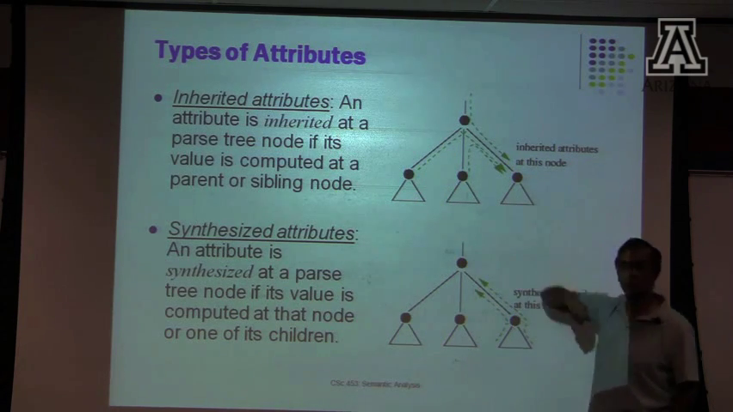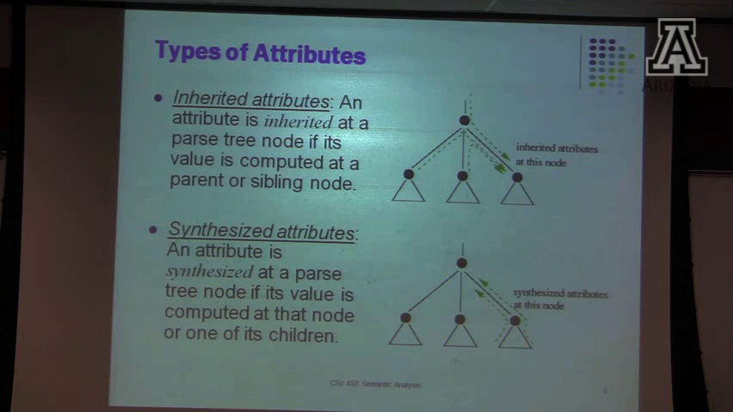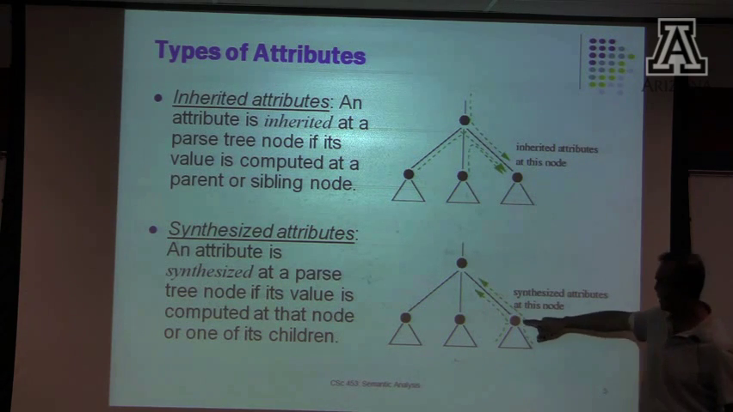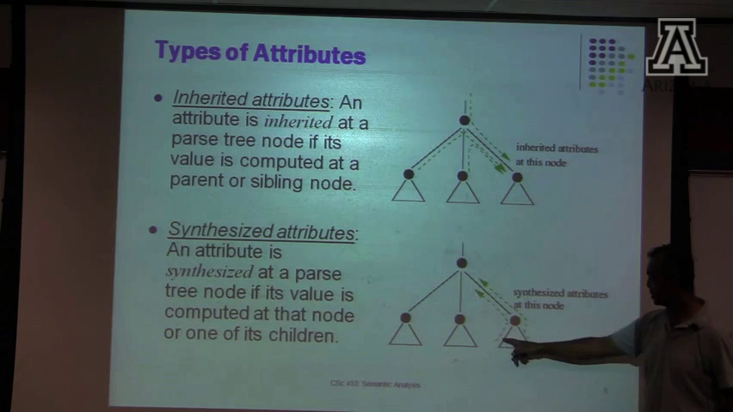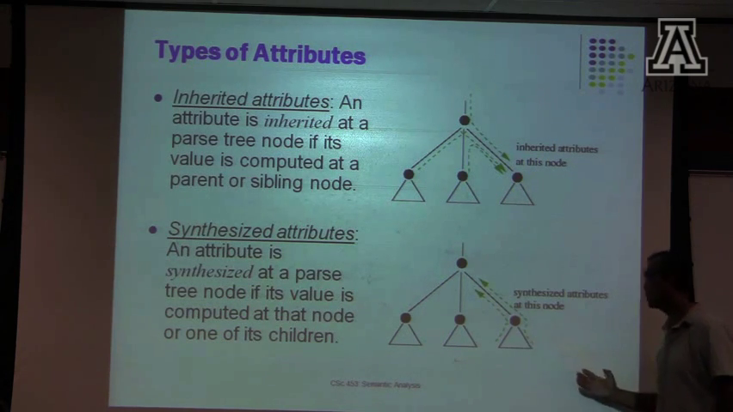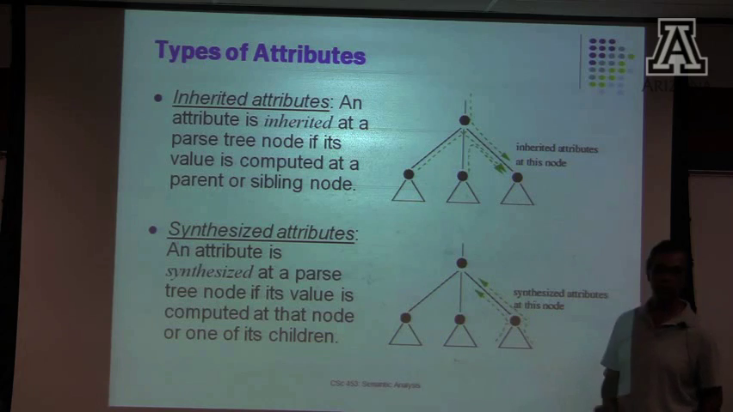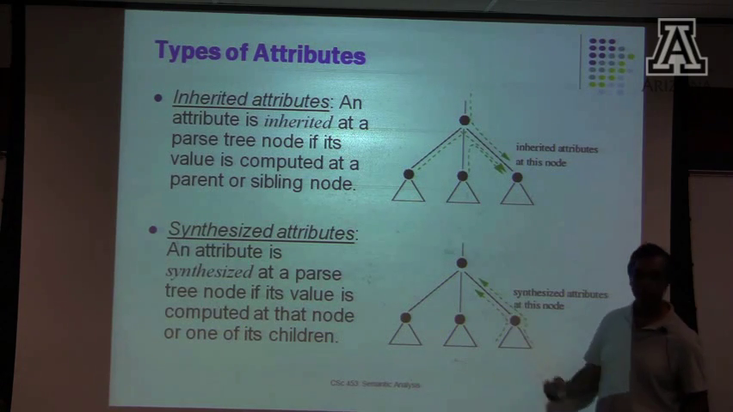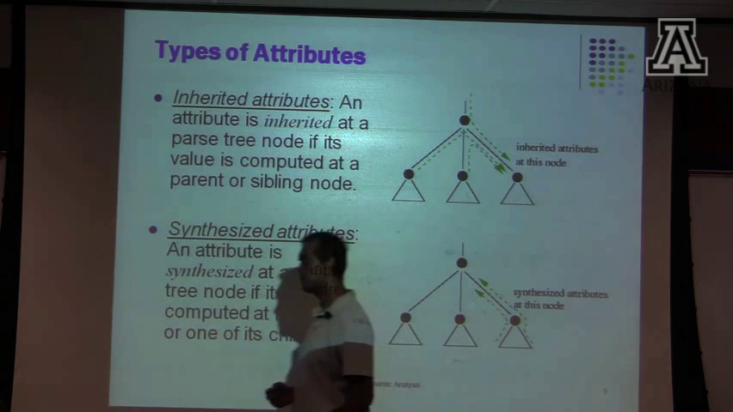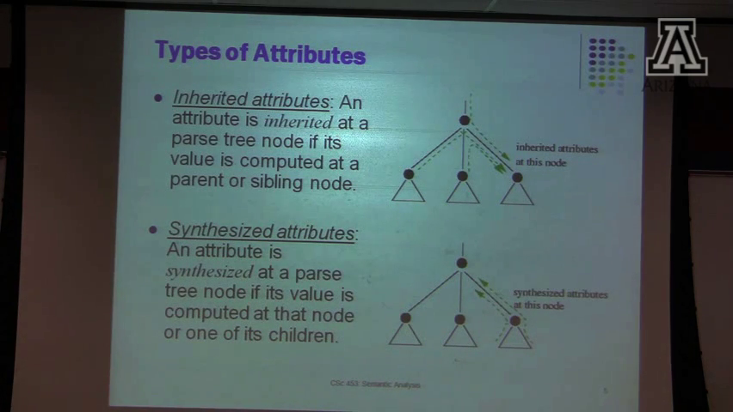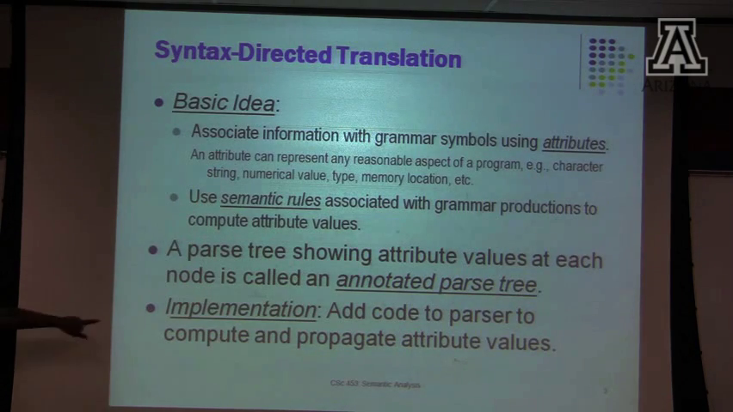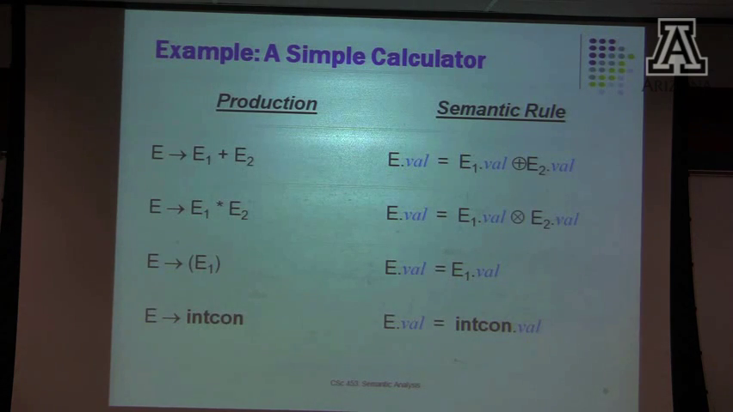So that's one case. In this case, we say that the attribute is inherited. Alternatively, I can have an attribute here whose value is computed using information below it in the parse tree, and it's passed up the tree. And if there's information flowing up the tree, then we say that that attribute is synthesized. Why do we care? We care because it affects the code that we put in. So I'm going to add code to the parser to compute and propagate these attribute values. And the way the code is put in is going to influence how this information is passed along the tree.